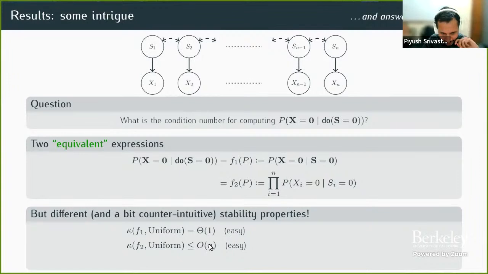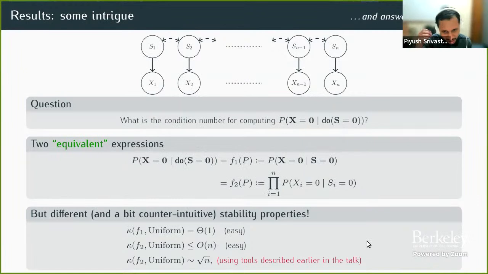So they are quite different. And it turns out, which is maybe somewhat strange, that the correct answer, even in this trivial case, is square root n. So for the first expression, the condition number is constant. For the second expression, the condition number is about square root n, although the trivial analysis would say it's about order n. So even in this trivial model, the condition number can behave in a somewhat strange way.